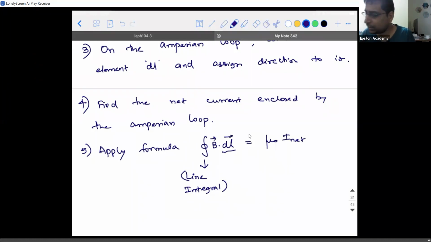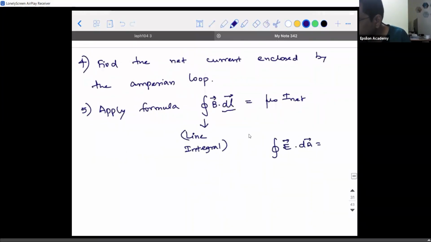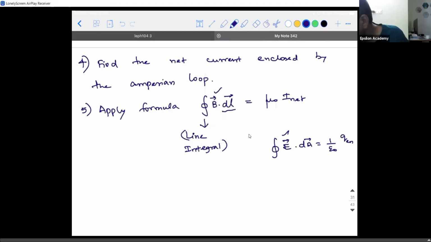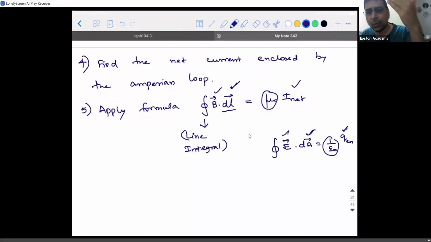Okay, if you observe, this formula is similar to something else. The loop integral of E vector dot dA vector is equal to 1 by epsilon naught times the charge enclosed. Do you guys remember this? So instead of electric field, you have magnetic field. Instead of area, you have length. Instead of charge enclosed, you have the total current. And instead of 1 by epsilon naught, you will have mu naught. Wherever you find 1 by epsilon naught in electrostatics, you will find mu naught in case of magnetics.